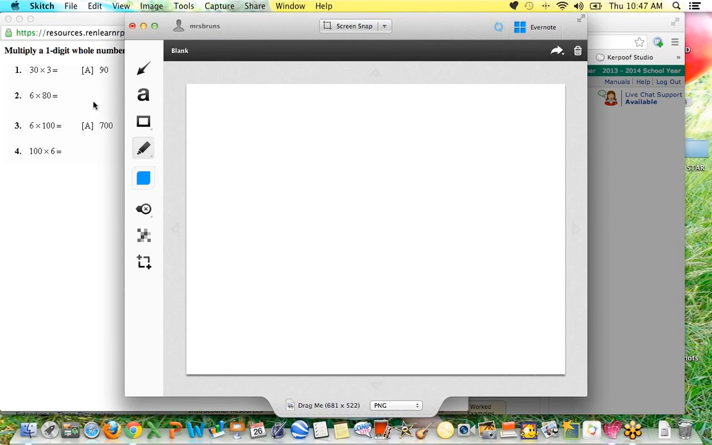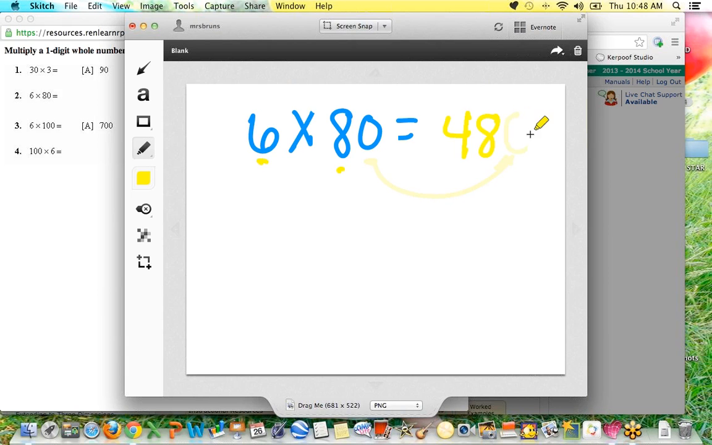Let's move on to number 2. Number 2 is right over here. It says 6 times 80. Okay. So ignore that 0 for just a minute and look at your basic problem. What is 6 times 8? Good. So then we had 1 zero that we needed to make sure ended up in our answer.